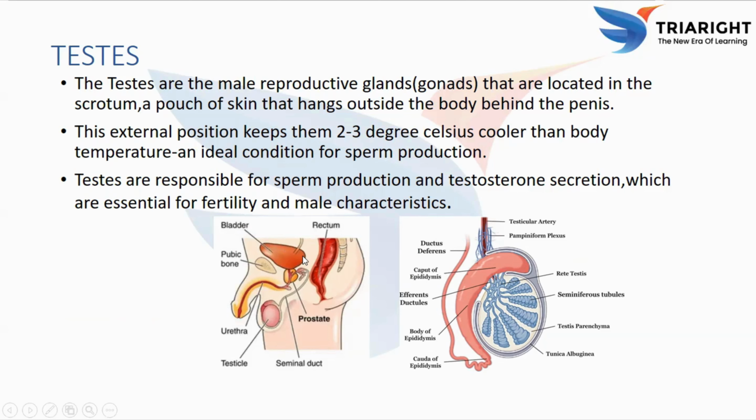Here you can clearly see a picture. To the left side is the male reproductive system, and the right side is a microscopic picture of the testis. Coming to the shape, size and coverings, the shape of the testis is oval. This is the testicle and this is its microscopic structure. It is oval in shape, about 4 to 5 centimeters long, 2.5 centimeters wide and 3 centimeters thick. It weighs approximately 10 to 15 grams each, and in appearance it is pinkish white in color, smooth and firm.